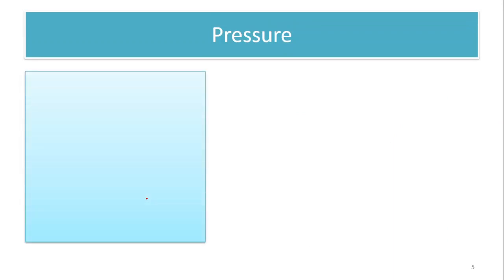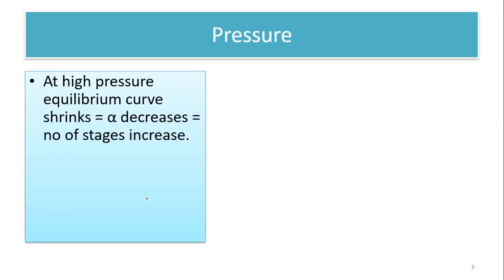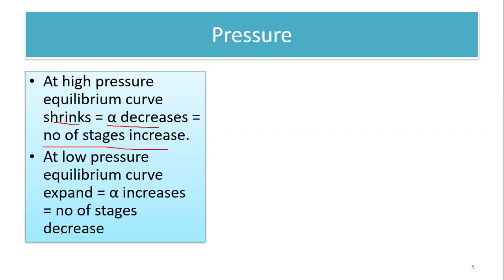Now the third parameter is the pressure. Pressure is directly proportional: at high pressure, more number of stages are required; at low pressure, a low number of stages are required. Why? At high pressure, the equilibrium curve shrinks, so alpha decreases and the number of stages will increase. So at high pressure, the number of stages will be high, and at low pressure, it decreases. That's the simple relationship with respect to pressure.